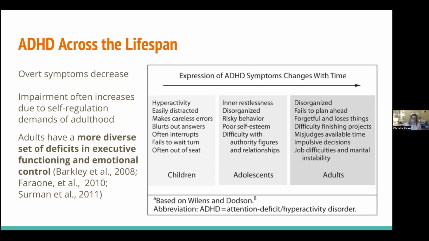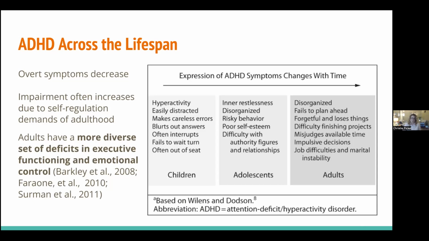In adulthood, we see things shift even more, right? We're much less likely to see overt hyperactivity, but we see things like disorganization, difficulty with long-term planning, or just failing to plan ahead. A lot of folks with ADHD are constantly putting out fires, and they never really make long-term plans. Forgetfulness, losing things, right? You no longer have parents making sure, hey, do you have your backpack? And checking in. You're responsible for organizing and keeping up with all your own stuff.